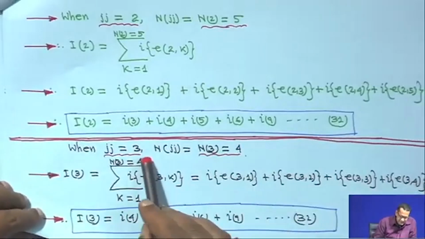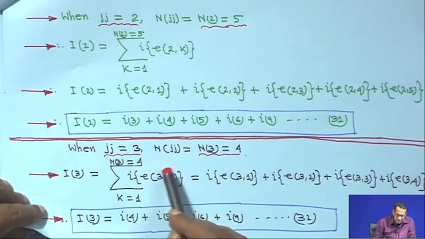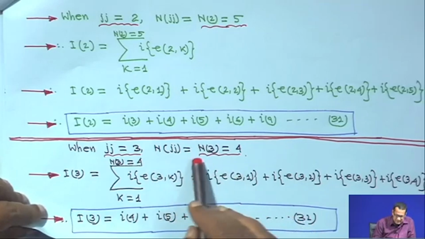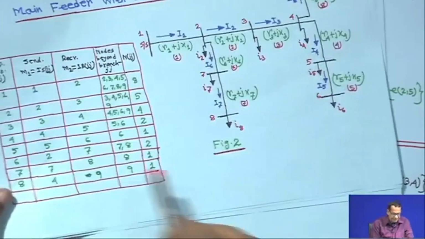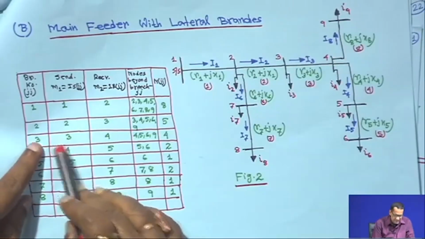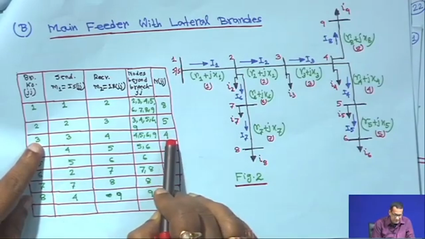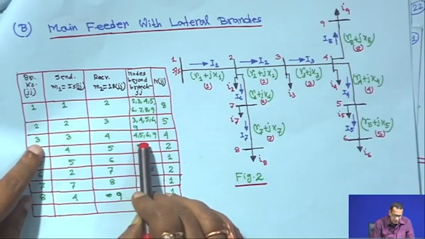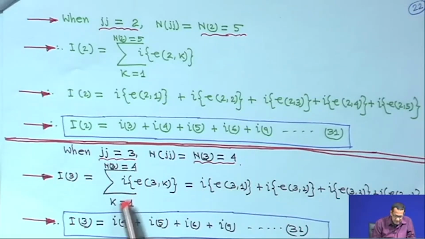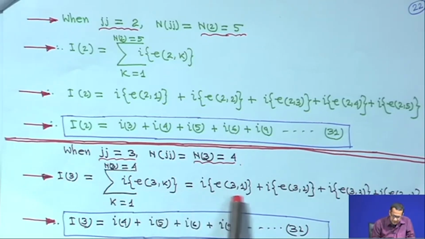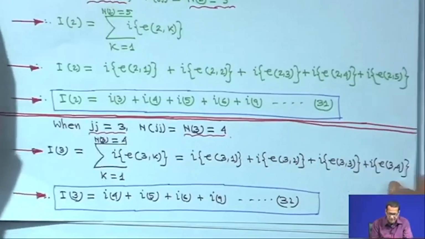Similarly, when j is equal to 3, from equation 27 only, n j is equal to n3 is equal to 4, right. That means, here when j is equal to 3, n3 is equal to 4, and there are 4 nodes: 4, 5, 6, 9. That means k is equal to 1 to n3, that is equal to 4, I bracket e 3 k. Now, we expand this, it is I 3 1 plus I 3 2 plus I 3 3 plus I 3 4, right, I 3 4.